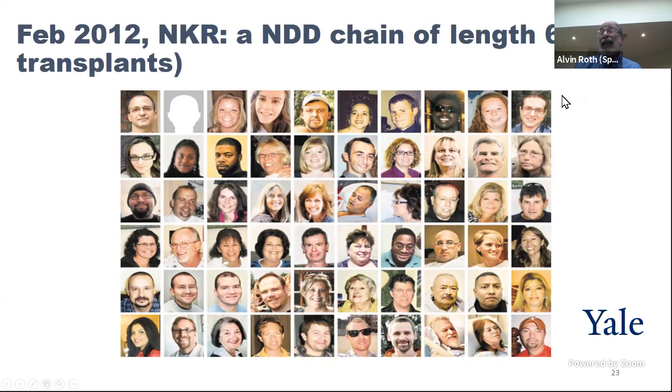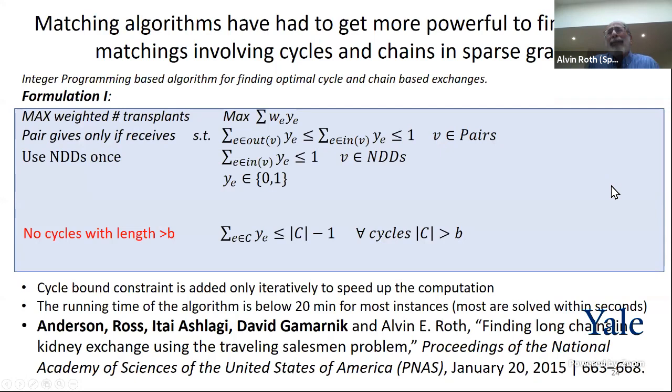But chains are computationally hard to find. Turns out cycles are pretty easy. And if you have no limit on the number of cycles, then you can find a maximum set of cycles, a set of cycles that has a maximum set of transplants, in polynomial time. But if you have chains, or if you have cycles that can't be longer than, say, three pairs, then the problem becomes NP-complete. So it's computationally hard, and there are hard instances.